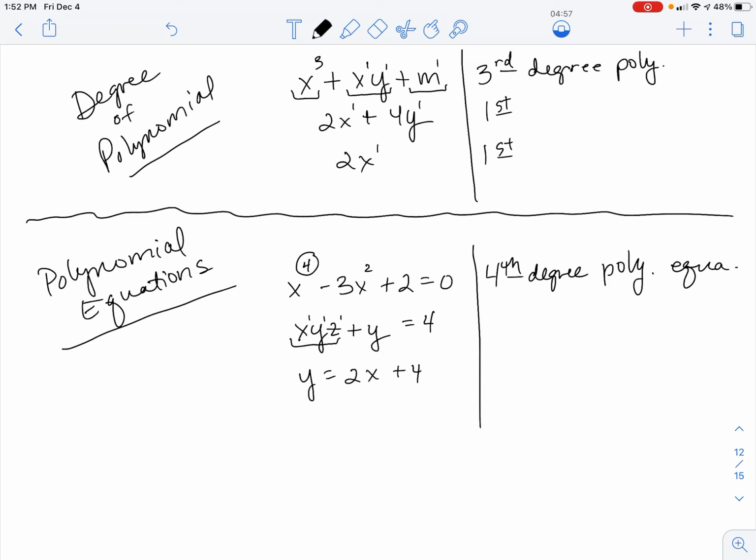How about this one? The highest degree on my y and my x are both 1, so this is a first degree polynomial equation. Okay, so you identify which term has the highest degree, and that determines the degree of your polynomial or your polynomial equation.